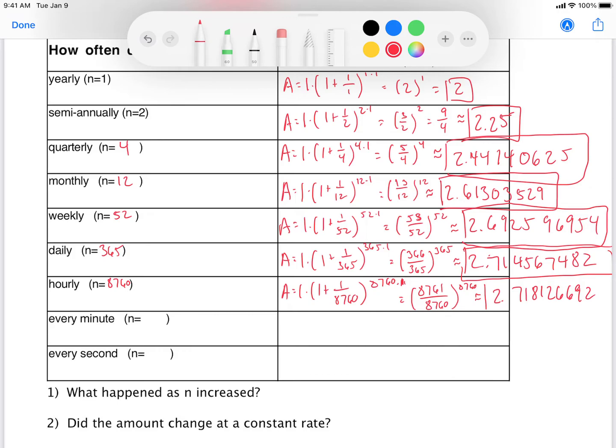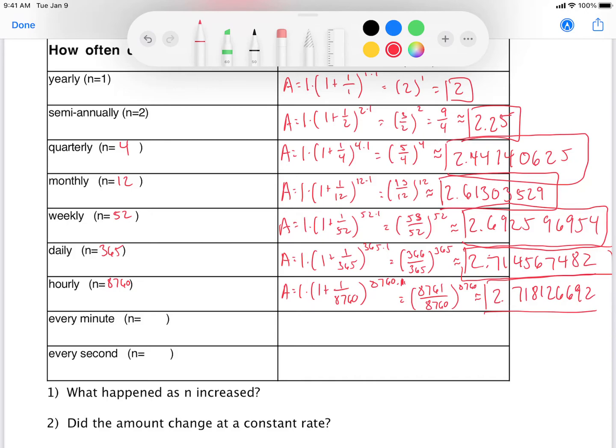Perfect. Okay. So obviously we're kind of reaching a peak point here, as I just jumped up from my number of compounds from 365 to 8,760, right? Yet the amount that my money's gone up has only been what? Not even a cent. Fractions of a cent in an entire year. Okay? So we're really slowing down at this point.